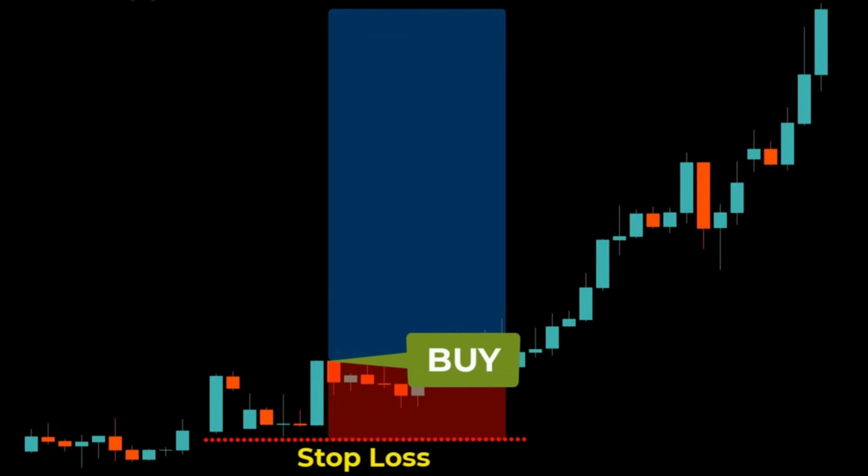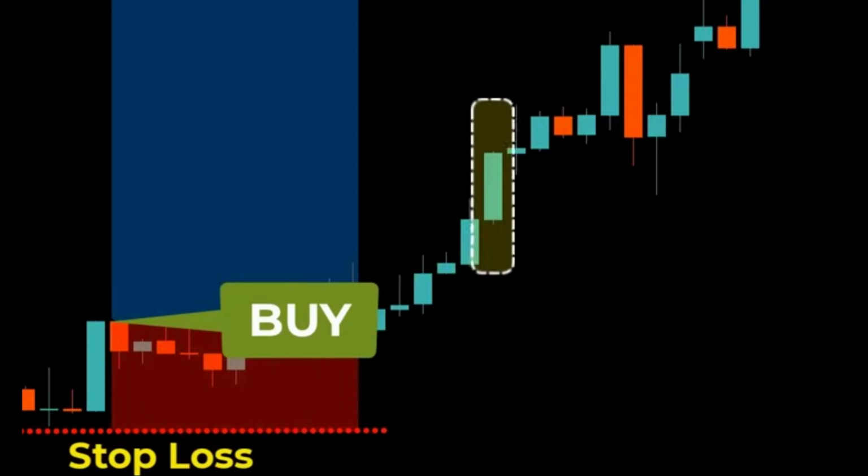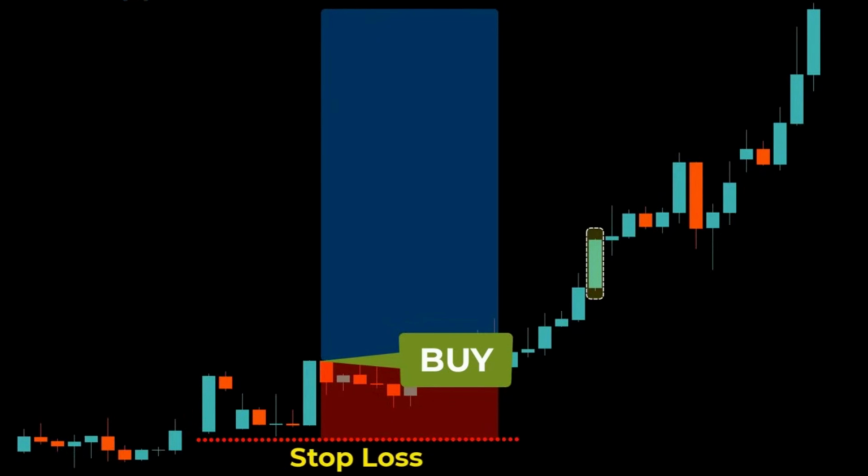After entering the trade, price explodes upward, giving massive profits to traders who understand how to read strong bullish bars. But here's where it gets even better. Another strong bullish bar forms with little to no wicks. What does this mean? Buyers are still in control, the trend is still strong, we repeat the process.